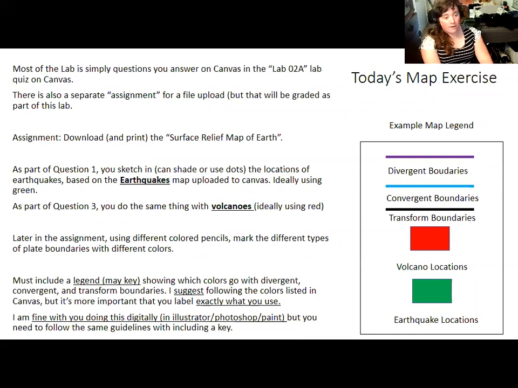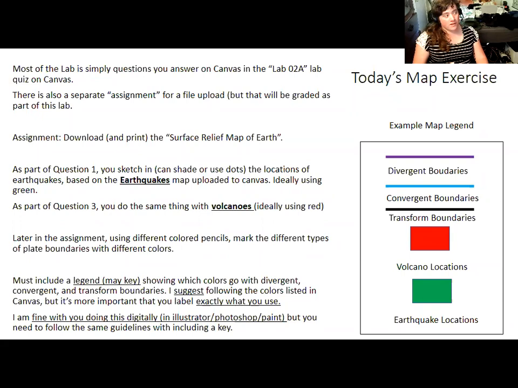So for part of question 1 on the lab, you actually sketch in the locations of, not equations, excuse me, you actually sketch in the locations of the earthquakes based on the earthquakes map I showed you earlier. And you don't have to draw absolutely everywhere there are earthquakes. You can kind of choose to shade it, or you can draw dots. But it's so that you draw in yourself where you see the earthquakes. And the surface relief map of Earth that you're going to be drawing on has the plate boundaries. It doesn't have a lot marked about the plate boundaries. It just has the plate boundaries themselves.